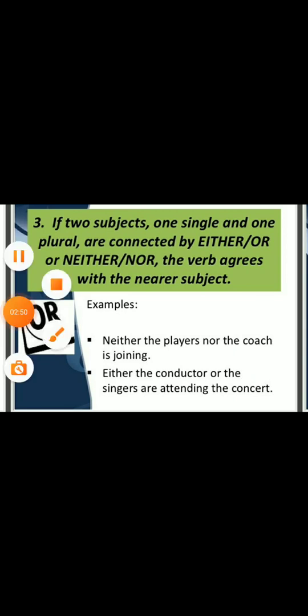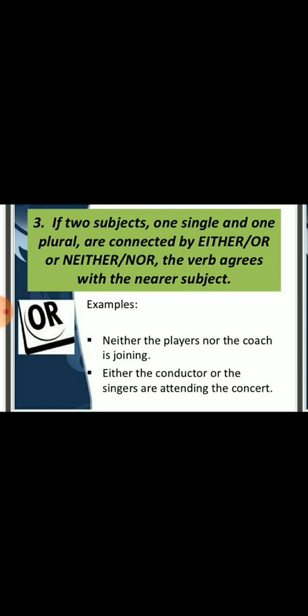Rule number 3. If two subjects, one singular and one plural, are connected by "either...or" or "neither...nor", the verb agrees with the nearer subject. This rule is very important. Most of the children commit mistakes in it. See, if "neither...nor" or "either...or" are used, you will use the verb according to the nearest subject.